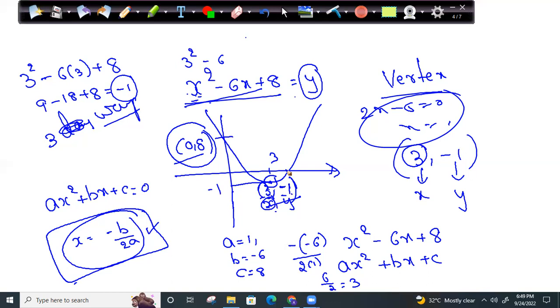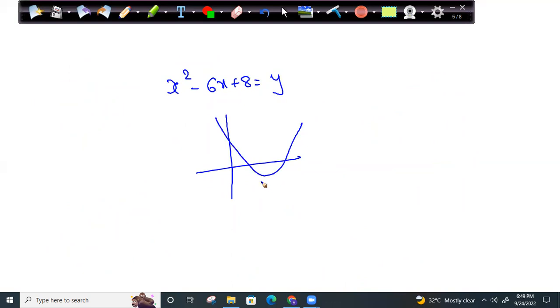So there is one more extraordinary method to find the vertex. Suppose the function I have is x square minus 6x plus 8 is equal to y. And when I try to draw this graph, I might get something like this. I need to find this value without using the formula. Then how can I find it? Yes, you can still find it.